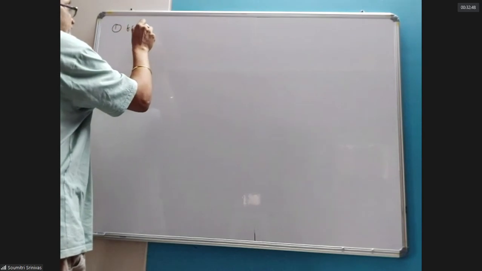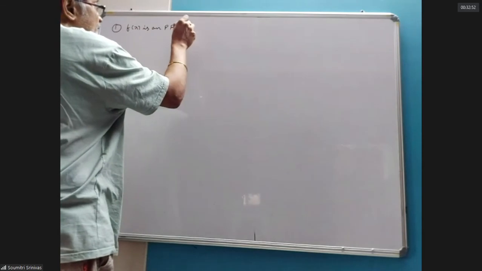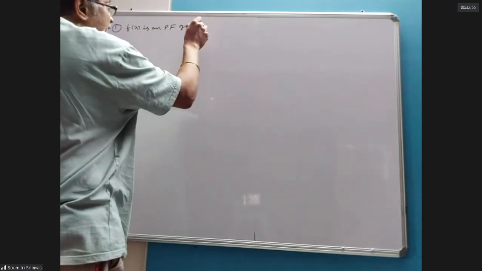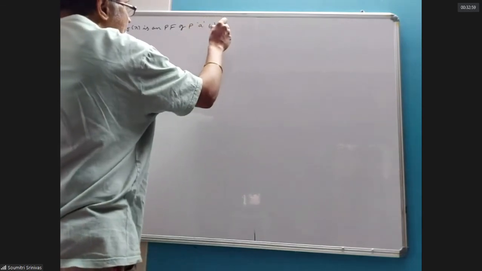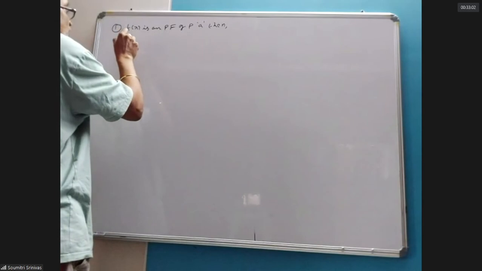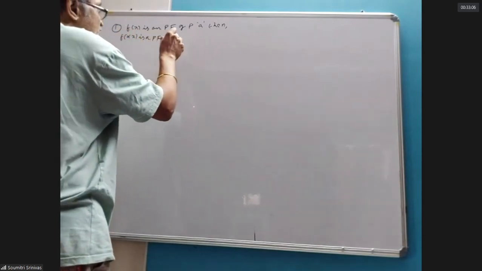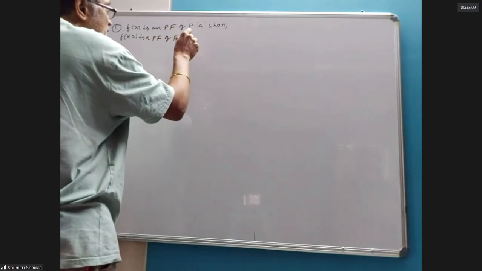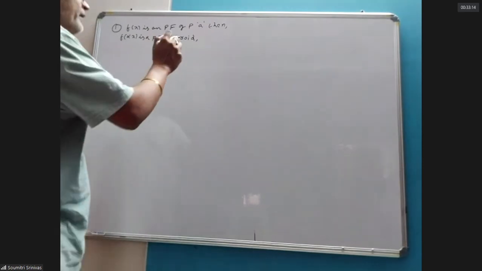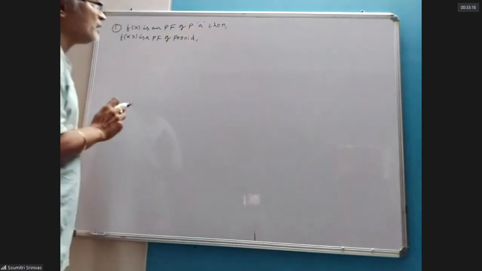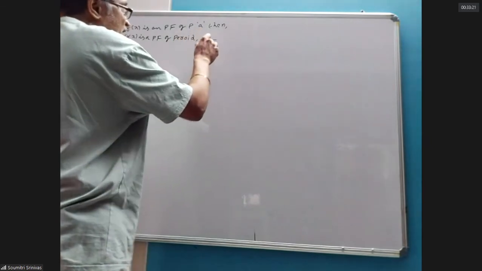f of x is a periodic function of period A. When f of alpha x is a periodic function, what is its period? Answer, everyone. Not alpha. It is A by mod alpha.